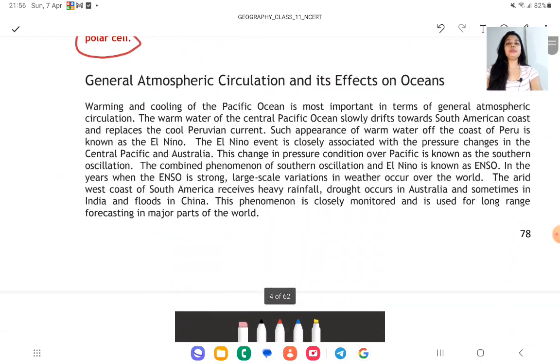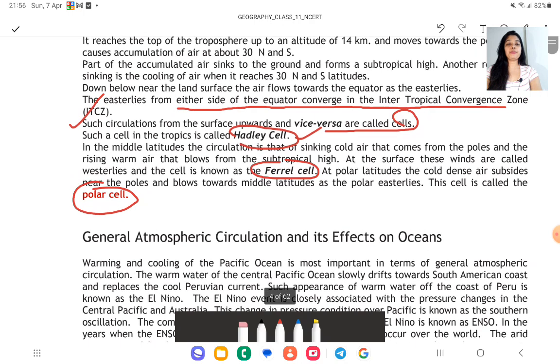Let's see what they have written here. In the middle latitude, the circulation is of sinking cold air that comes from the poles, and the rising air in the subtropical high. At the surface, these winds are called westerlies and the cell is called the Ferrel cell. So the winds which you get in that region are westerlies.